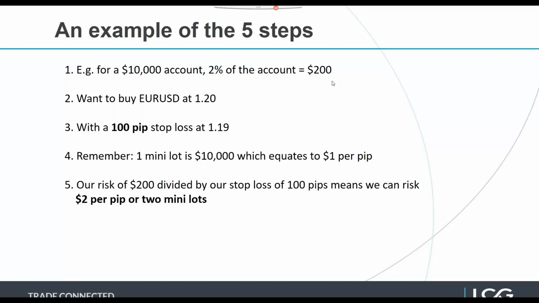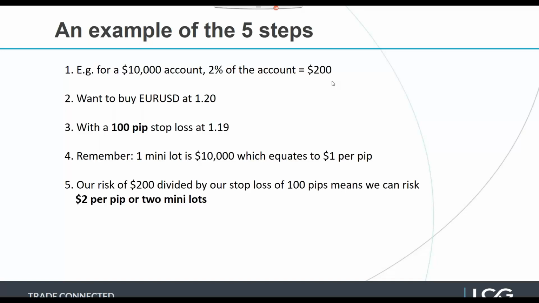So say we want to buy the euro dollar at 1.20, with a 100 pip stop loss, that stop loss is obviously then going to be down at 1.19. And so we now know that one mini lot is $10,000, and in the case of euro dollar, it's always quite easy. It equates to $1 per pip. So our risk of $200 divided by a stop loss of 100 pips means we can basically risk $2 per pip, or just trade 2 mini lots, right? So that's for 100 pips.